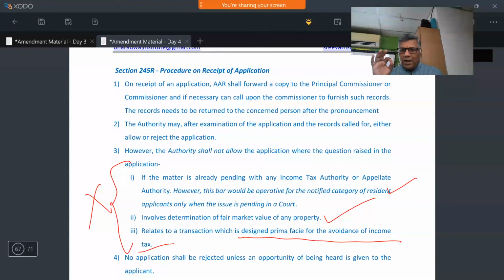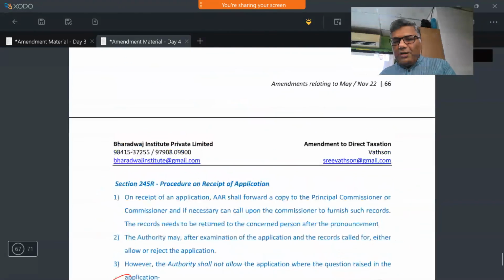Who can seek advance ruling, and when can the application be rejected? If the matter is already pending with an appellate authority, I will not encourage this. Also where it involves determination of fair market value, or is designed prima facie to avoid tax.